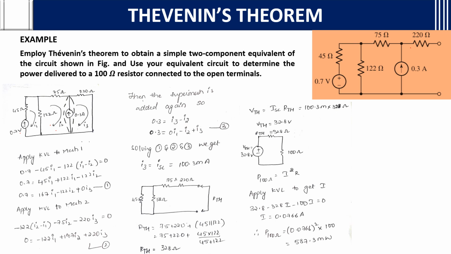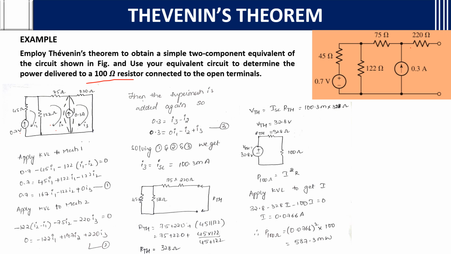After getting it, what we will do? The procedure is the same. Connect the Thevenin's voltage in series with the Thevenin's resistance. They asked the power delivered across the 100 ohm resistor connected to the open terminals. In the question they have told to connect a 100 ohm resistor to this Thevenin's equivalent and find the power delivered to that. Power delivered to 100 ohms, how will we find? P100 equals I square R is one formula you have.